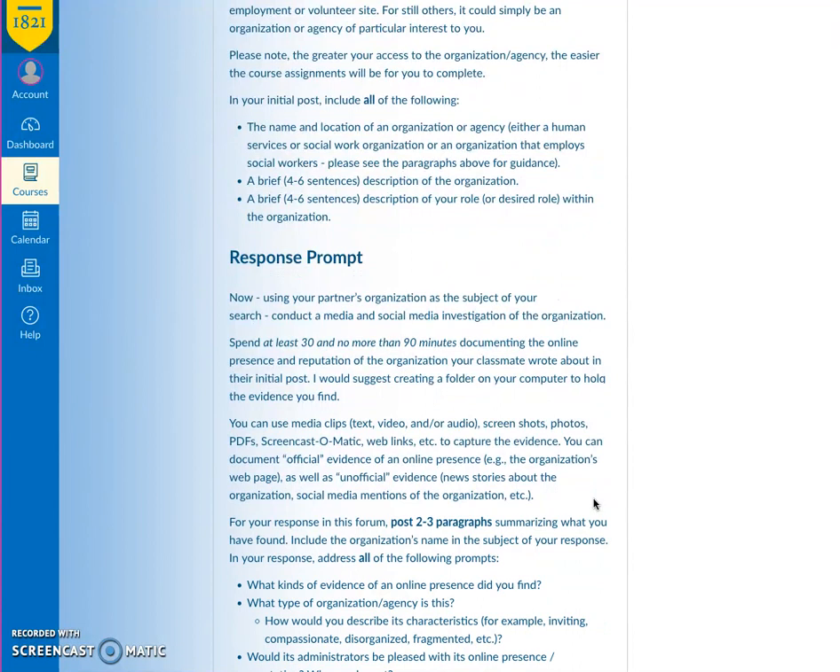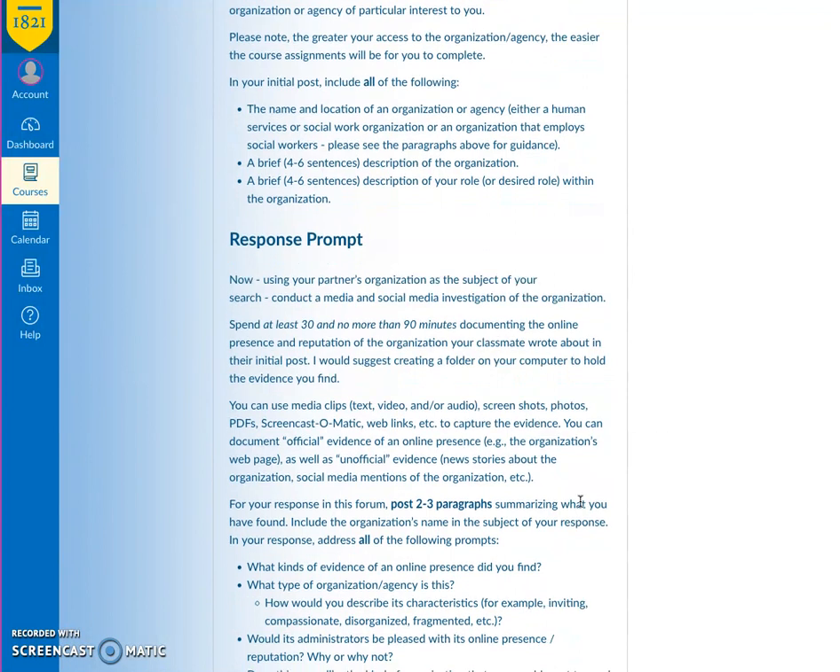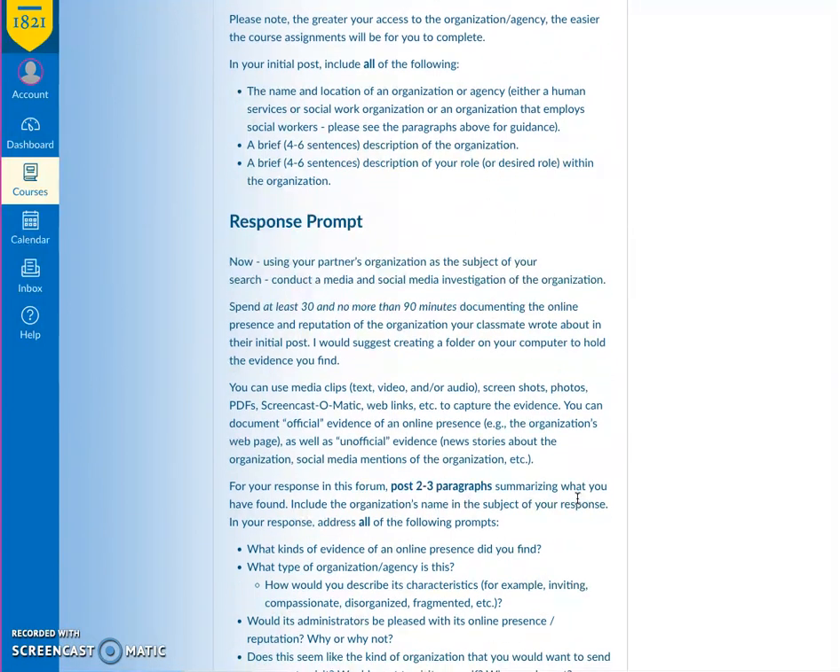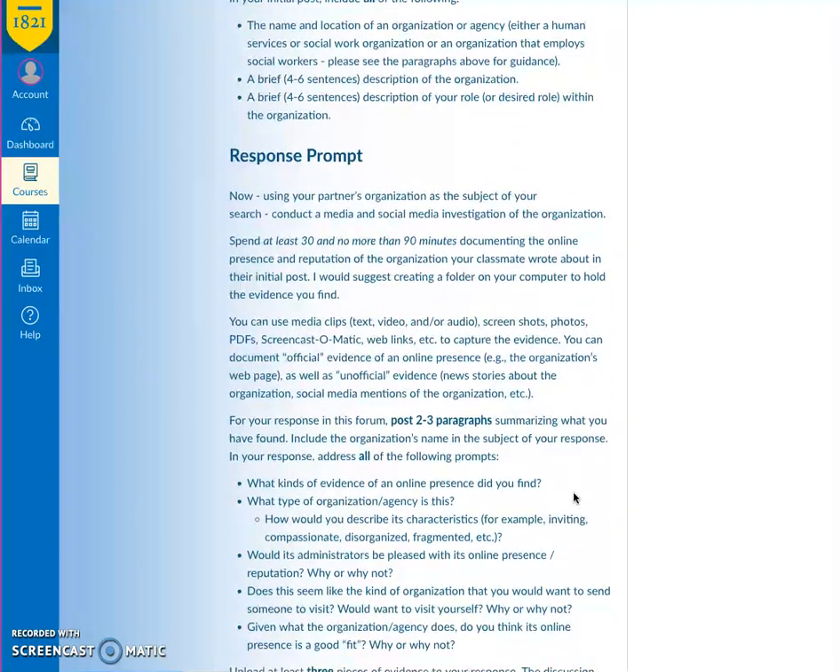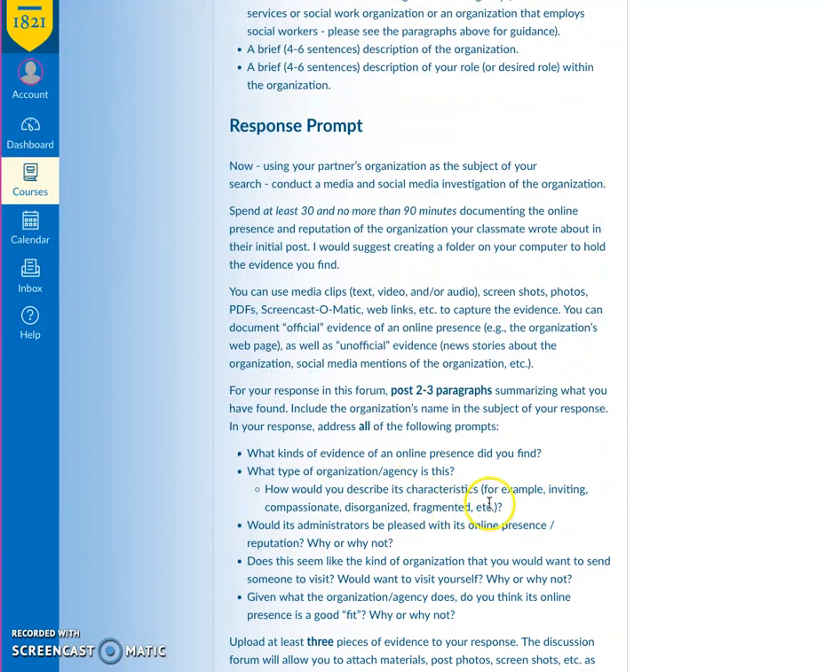For your response post, I will be assigning you with a partner by Wednesday. So check the announcements page for that. You have to review the initial post provided by your partner and then do some research on the organization that your partner chose. Spend some time, no more than an hour and a half, to see what you can find about this organization online. What does the website say? Is the organization mentioned in other reports, blogs, news articles, etc.? Document what you find, and then in 2 to 3 paragraphs, respond to the prompts that are listed here.